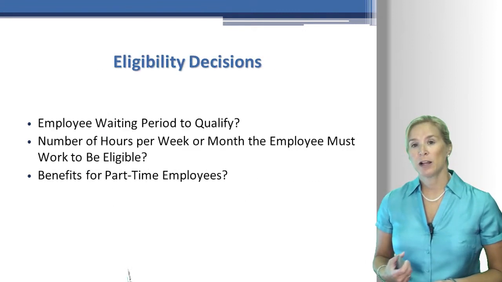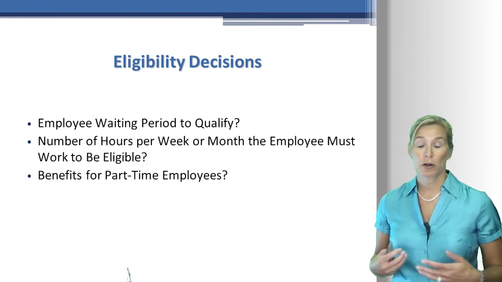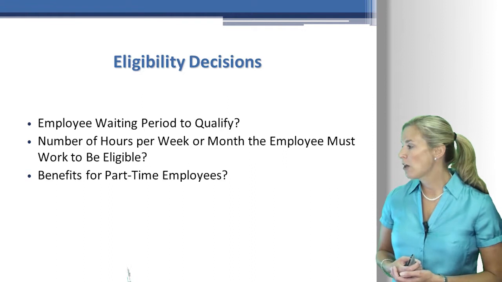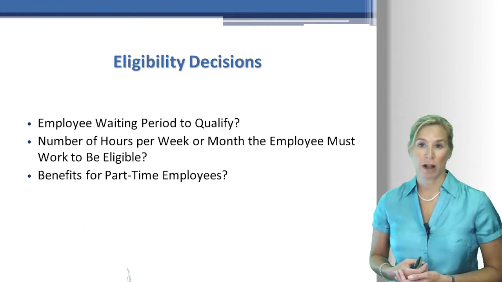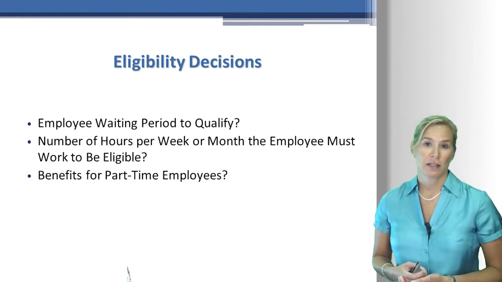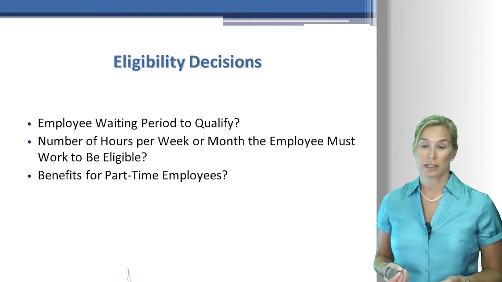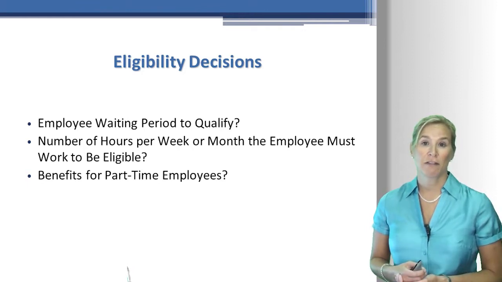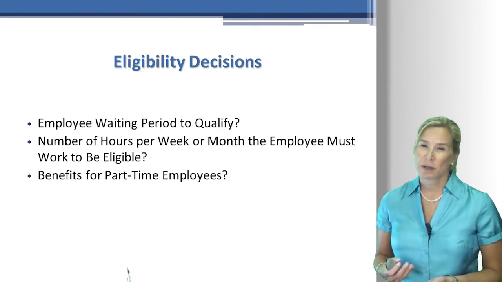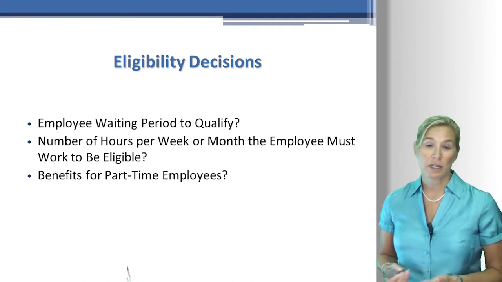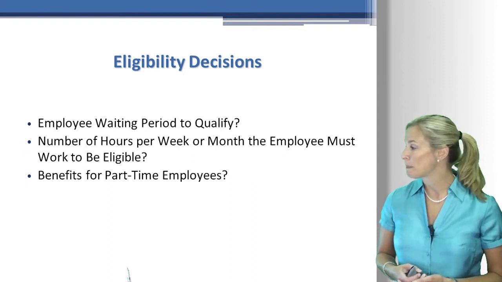As you begin to develop your benefits plan and your benefits program, you're going to want to think about some eligibility decisions. How long should that waiting period be to qualify for benefits? For example, many times companies make employees eligible immediately on their date of hire for medical and dental, while other companies may have their employees waiting 30 days, 60 days, 90 days. Typically, companies don't have employees waiting more than 90 days, but companies do have employees wait.